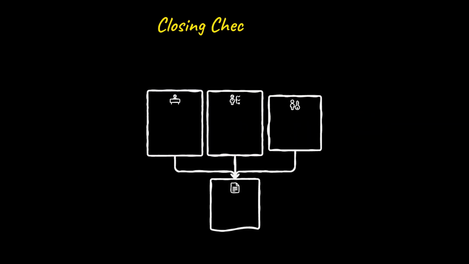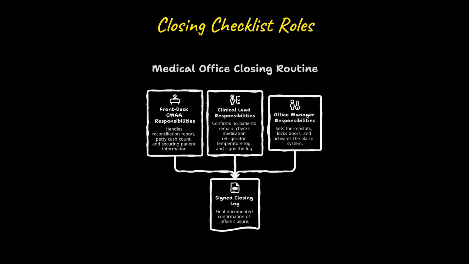Closing tasks are divided by role. The front desk CMAA handles reconciliation and securing patient information. The clinical lead confirms the building is clear and checks refrigerator logs. The last person out sets the thermostat, locks up, and activates the alarm. An assigned closing log documents that each step was completed.